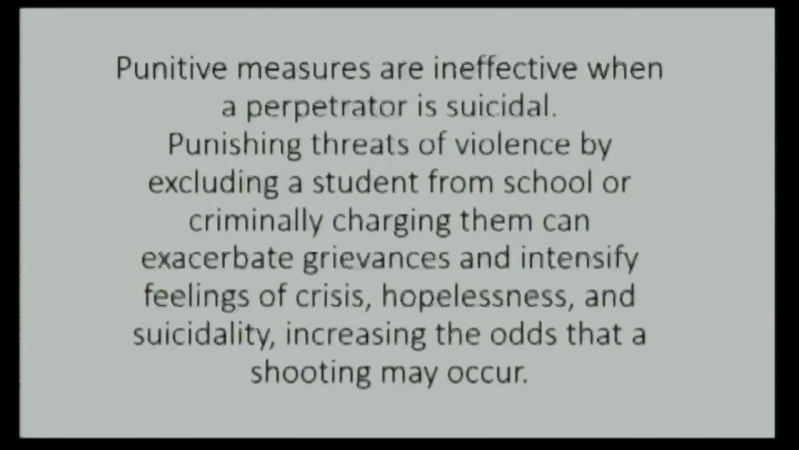Punitive measures are also ineffective if someone's suicidal. So when we think about examples like armed guards in schools and security measures, that might actually be part of the incentive to go to the school to perpetrate the shooting if you are suicidal. So there are some challenges here about the way in which we structure this. Punishing threats could be exacerbating grievances, and it could be putting people on the pathway to violence.